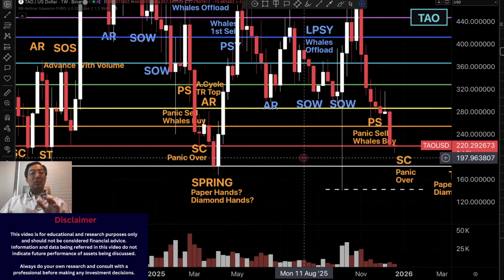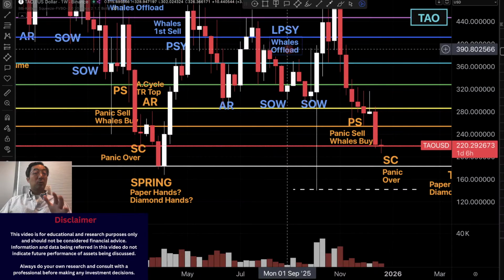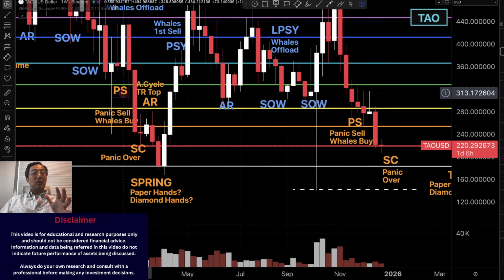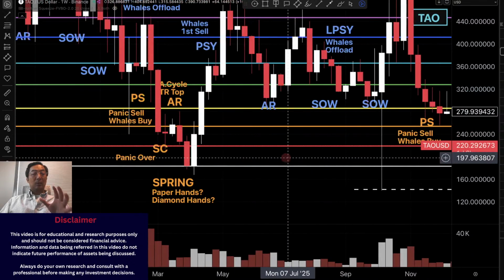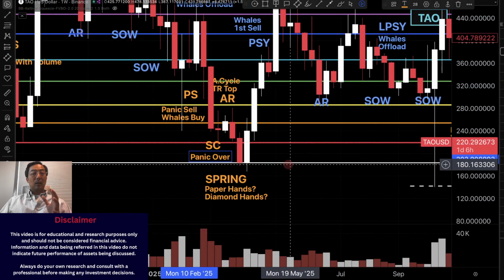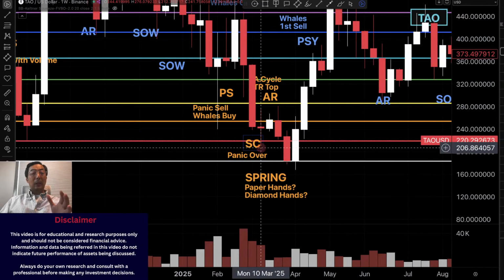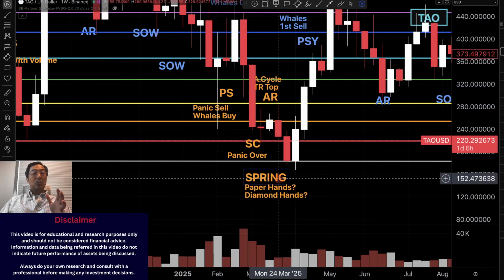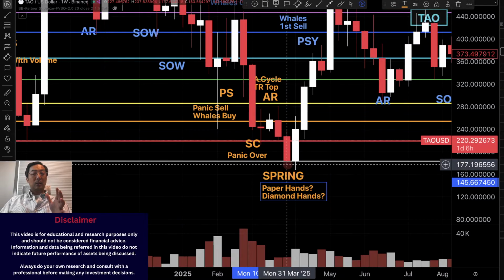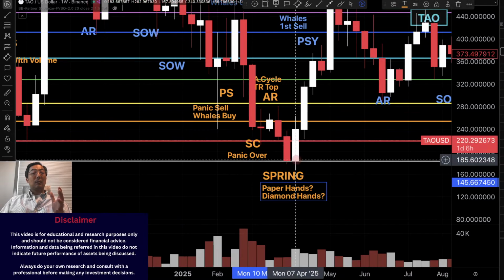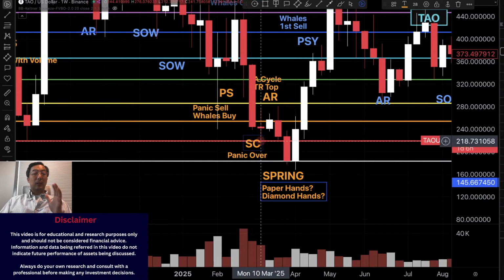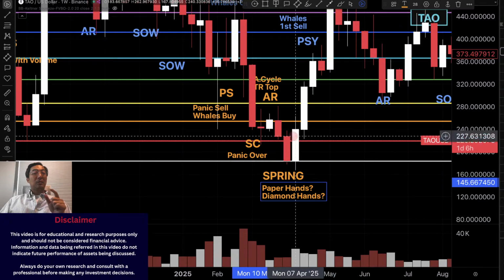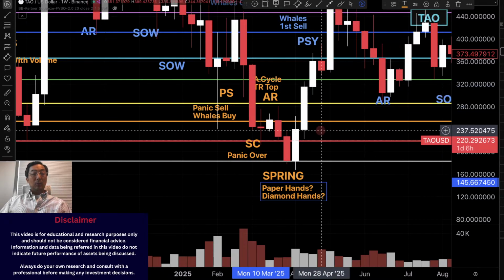If we look to the left, these blue tags are distribution cycles, then the orange tags are the accumulation cycle tags, just for you if you're new to my sessions. Looking at the beginning of this year, March 25th marked the selling climax during that cycle, and then we had the automatic rally. The spring, during late March to early April, marked the lower point after the selling climax.